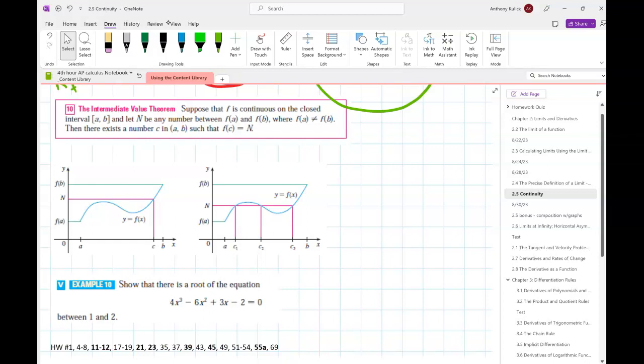Okay? The intermediate value theorem states that suppose f is continuous on the closed interval from a to b, and let cap N be any number between f of a and f of b, as long as f of a doesn't equal f of b, then there exists a number c on the interval from a to b such that f of c is equal to N. Yowzer, Mr. Kulik, can you translate this for me and what the heck this is saying? Absolutely.